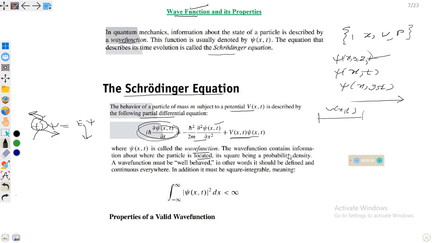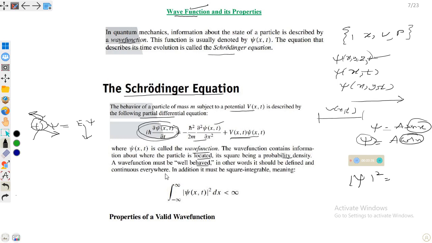Its square gives the probability. For example, the function will describe its nature. If a particle is moving on a sinusoidal path, we can write it as a sine of x. Similarly, psi equals a cos of x means the particle is moving on a sinusoidal or cosinusoidal path. The wave function contains information about where the particle is located, and it is a complex quantity. The wave function itself does not tell us much, but its modulus square tells us the probability density. A wave function must be well behaved.